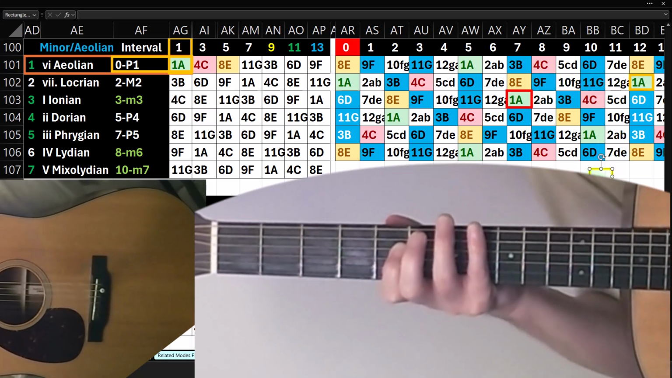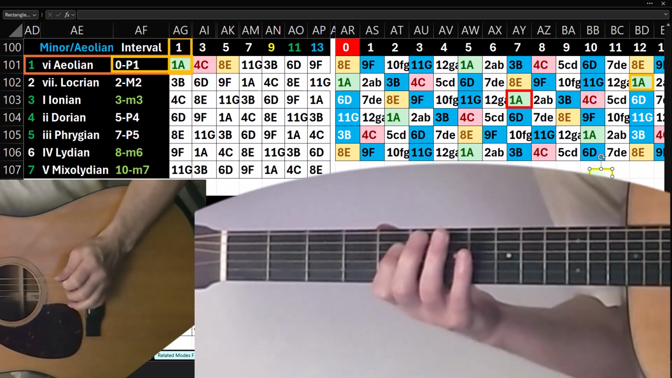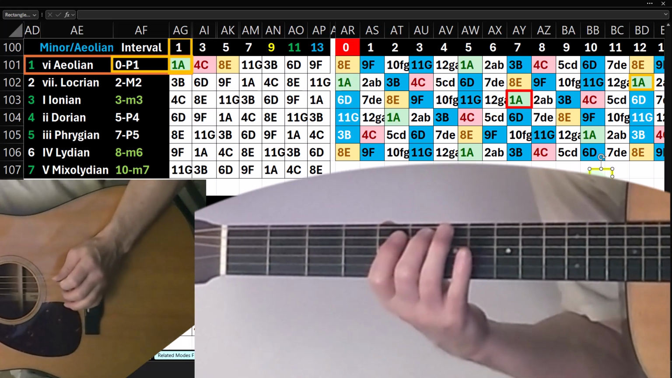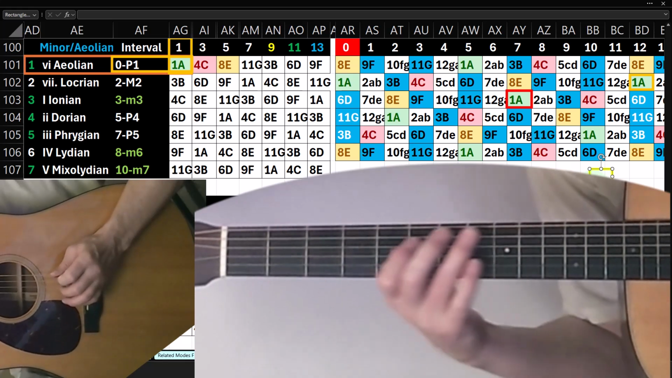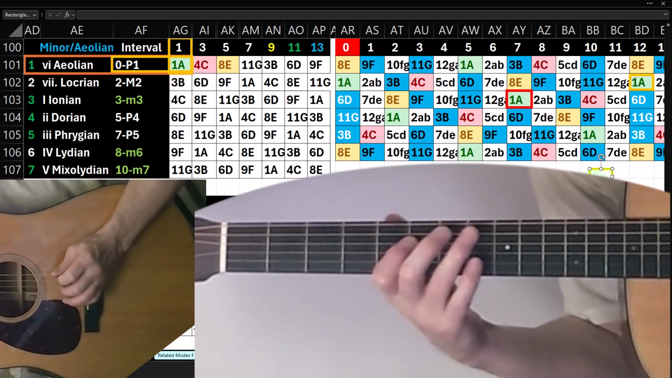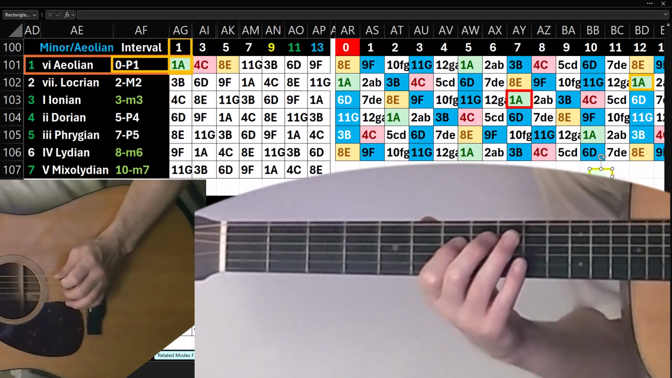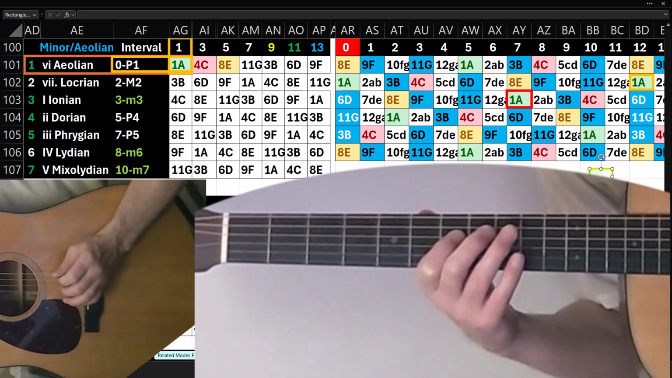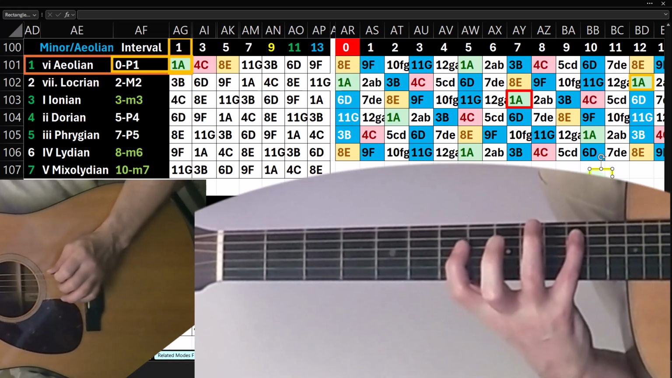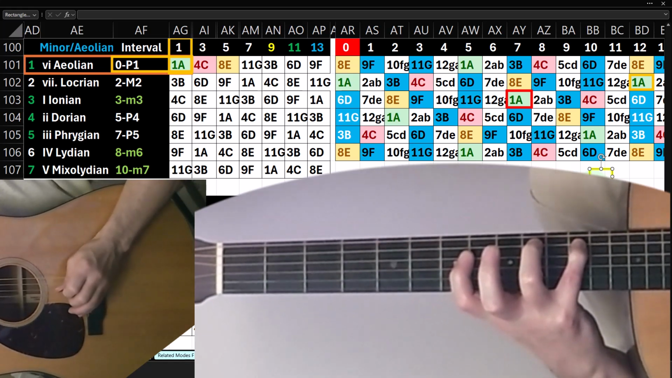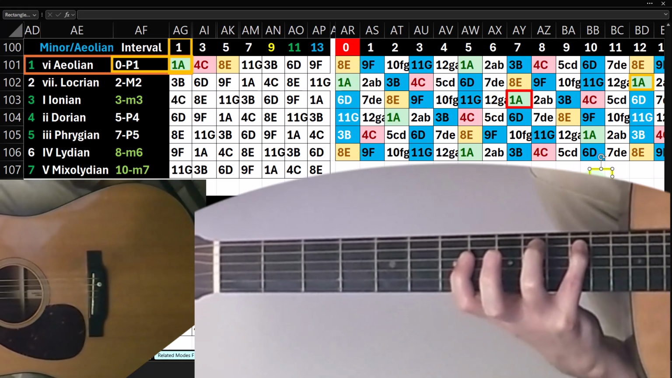If I count that up this way, from here to here, I would call it 5, 4, 3, 2, 1, 0. Wait a sec. No, I'm on the wrong string. I'm up here. I was on the G string. So 5, 4, 3, 2, 1, 0. Boom. That should be not even an octave, but basically the same note.